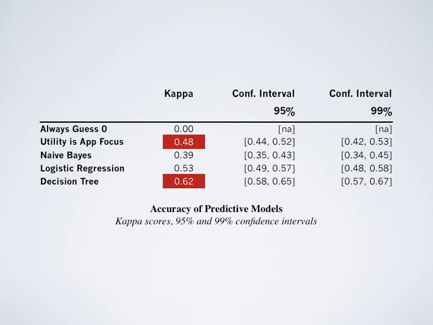But what's a Kappa score, right? I mean, this is a number. It goes from 0 to 1. But it's a very hard number to get your mental map around, right? What does 0.62 actually mean?